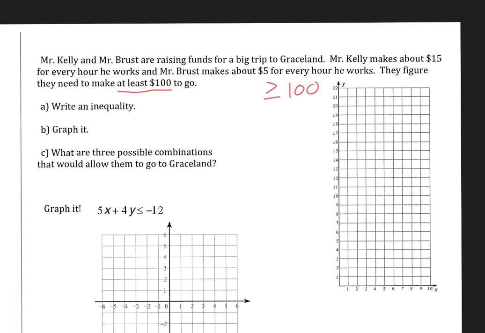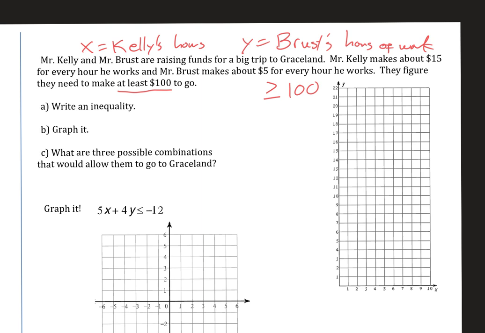But what else do I know? Well, if Kelly makes $15 an hour and Brest makes $5 an hour, let's define our variables. We're going to use X. Now, you could use K and B, but we're going to say X, just because that's what we're used to, is Kelly's hours of work. And we're going to say that Y is Brest's hours of work. And it's a good idea to define your variables because it just helps you know what you're talking about.